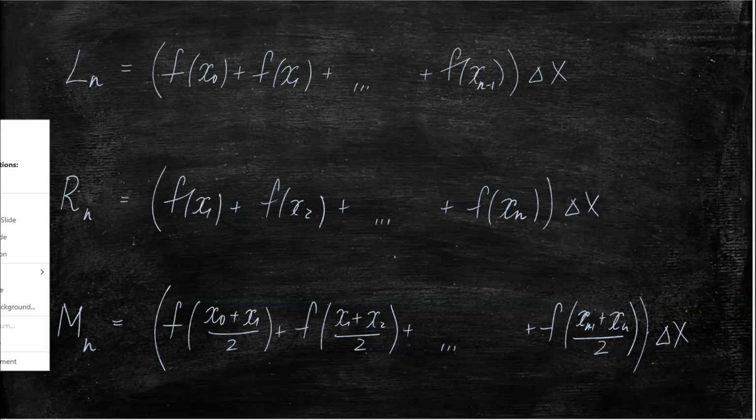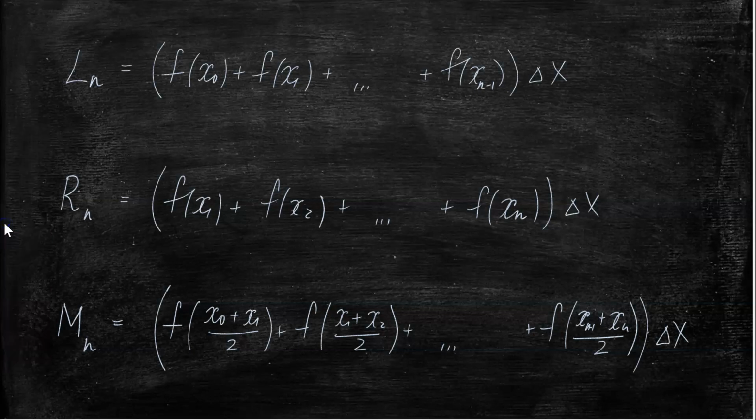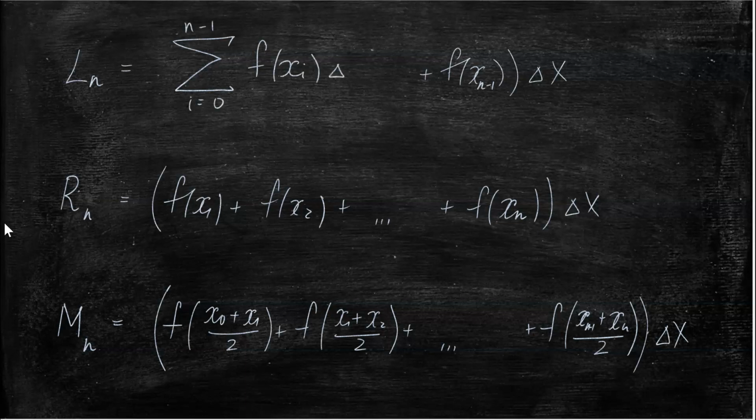And we can improve this further, I guess, the way the formula looks, by using sigma notation. So instead of writing f of something ... we can just write f of xi. I goes from 0 to n minus 1 times delta x, and that's the left endpoint approximation.